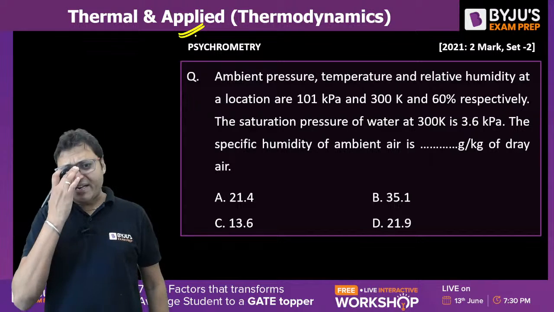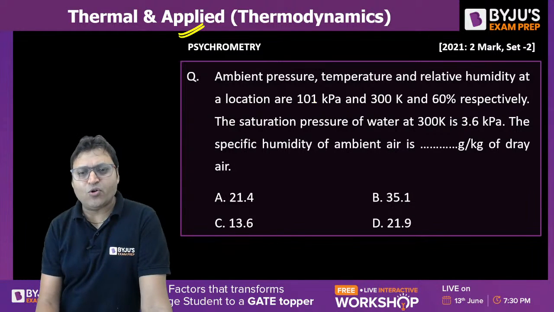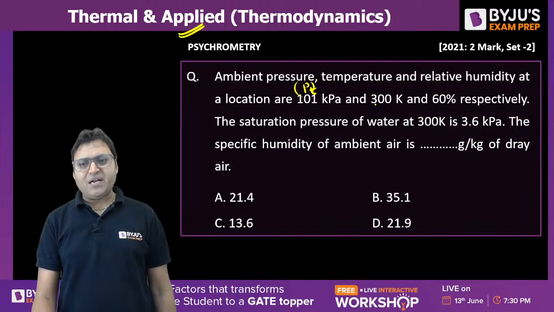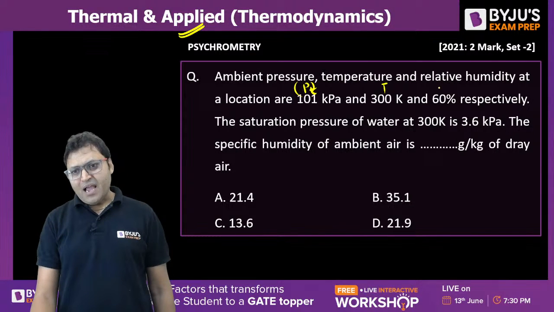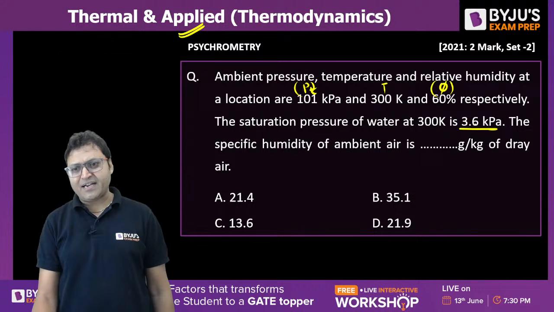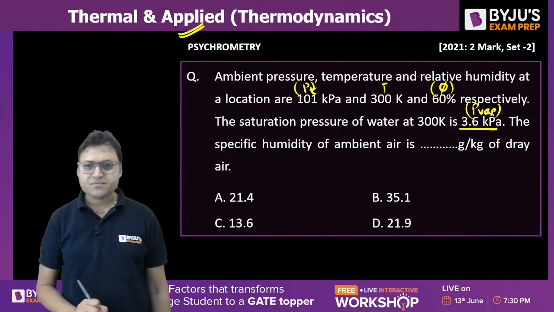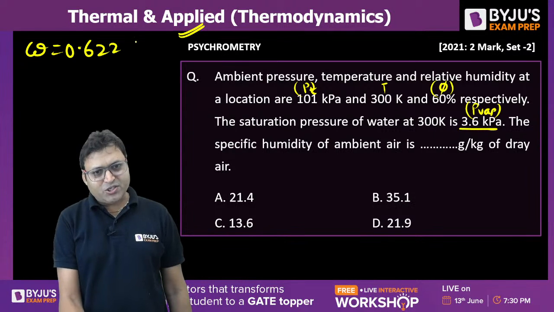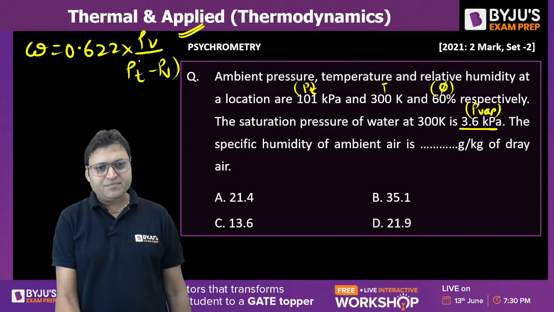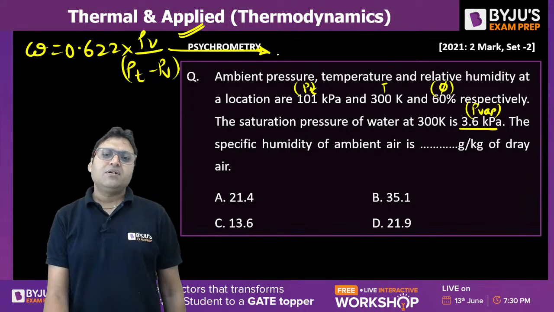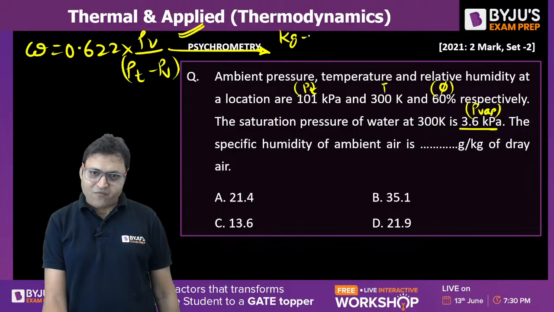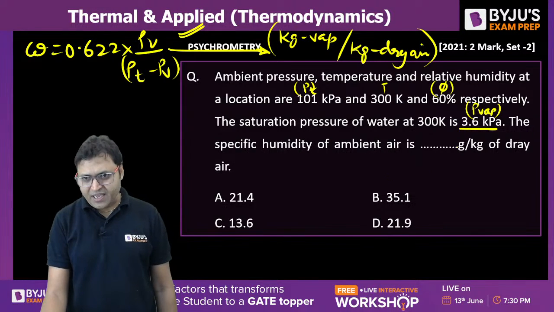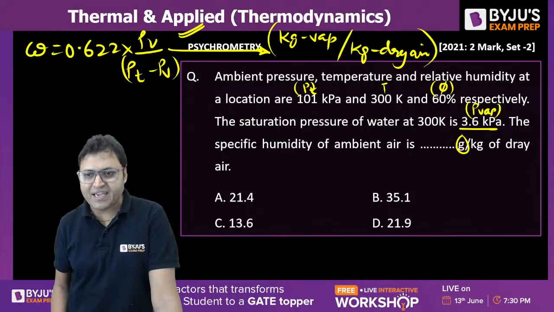The psychrometry question is very simple. Ambient pressure, temperature and relative humidity at a location are given: the total pressure or ambient pressure is PT, temperature is 300 Kelvin and phi is equal to 60%. The saturation pressure of water at 300 Kelvin is 3.6 kilopascal. The specific humidity of ambient air is omega equal to 0.622 into PV upon PT minus PV. That formula gives the answer in kilogram vapor per kg of dry air, but the question wants the answer in gram per kg of dry air.